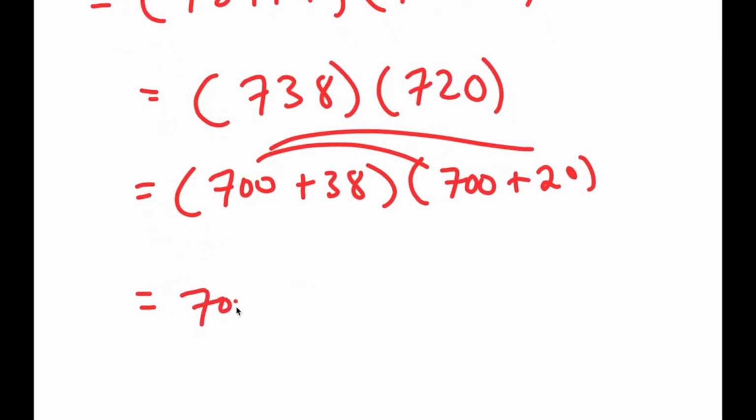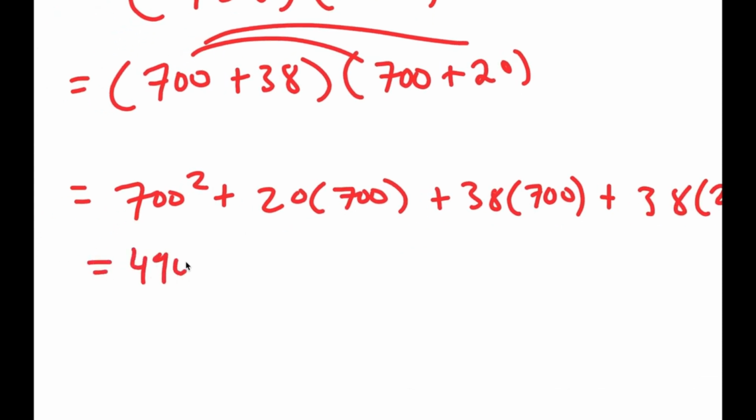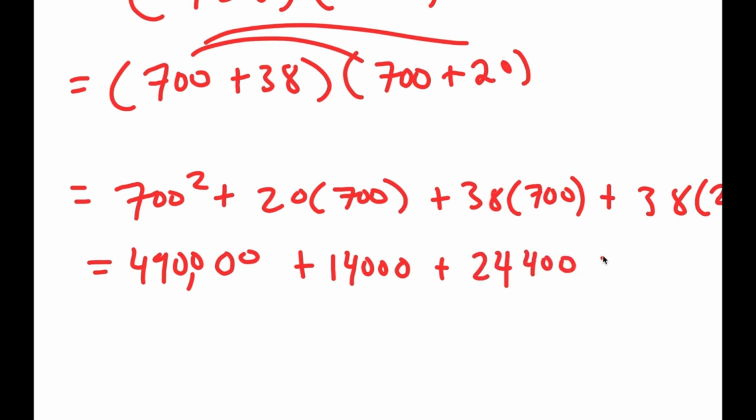So I get 700 squared plus 20 times 700 plus 38 times 700 plus 38 times 20. So 700 squared is 490,000. And I have this plus 14,000. And I have this plus 24,400. Sorry, 26,400. And I have this plus 760.